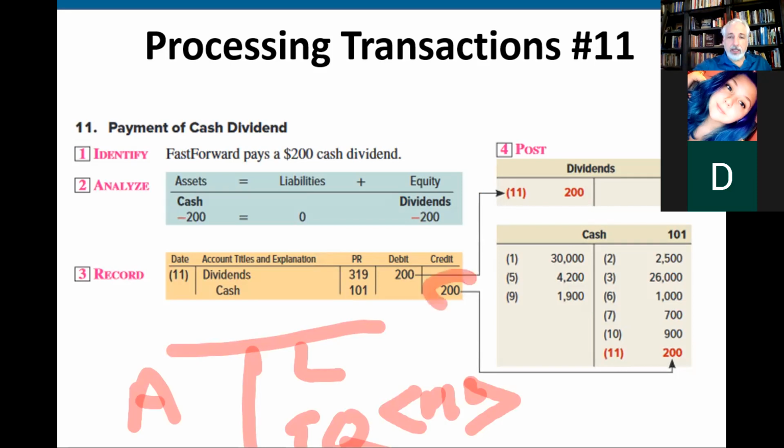So here I'm going to credit my cash, but my dividends are going to get debited, and that dividend is going to reduce retained earnings, which is going to reduce my equity, which is going to keep me in balance. Hopefully, we're all on the same page.